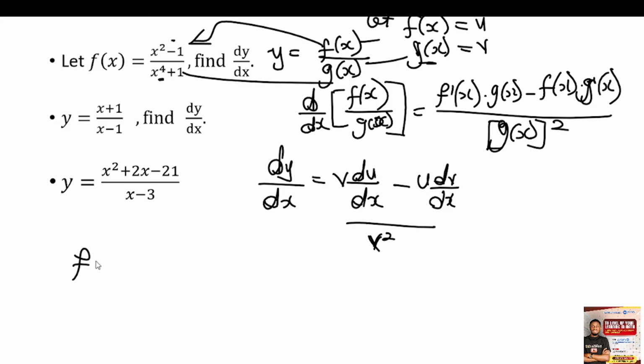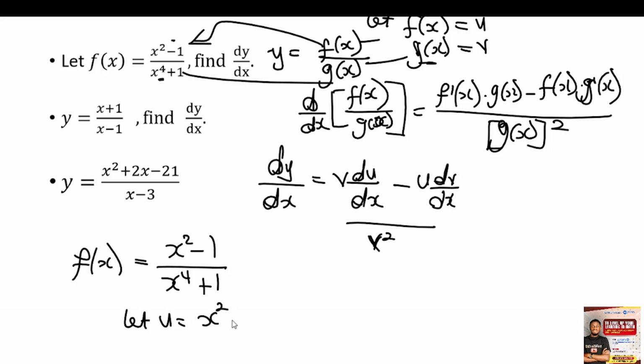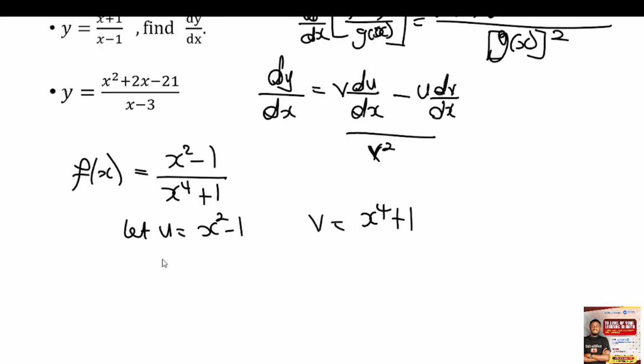Alright, so now we have our first question here. Our first question is f of x is equal to x squared minus 1 all on x exponent 4 plus 1. So as usual, we let u be equal to the first function, x squared minus 1, then our v be equal to x exponent 4 plus 1. Now let's differentiate our first function u with respect to x. So du on dx equals, we differentiate this, we get 2x. Then dv on dx is equal to 4x exponent 3.